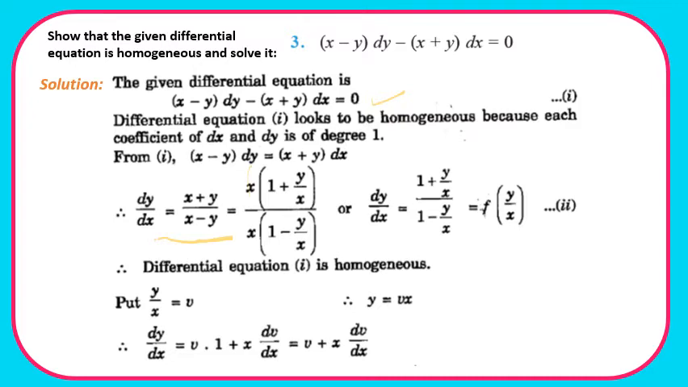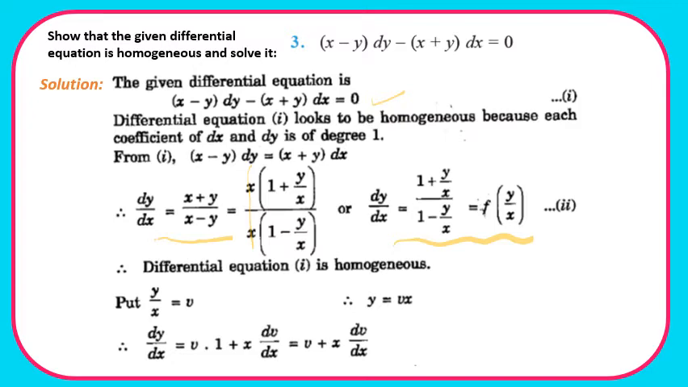So x and x will be cancelled. We get dy upon dx equals 1 plus y upon x, over 1 minus y upon x, which is a function of y upon x. Therefore, dy upon dx is equal to a function of y upon x. Therefore, it is a differential equation which is homogeneous. So the first part is done.